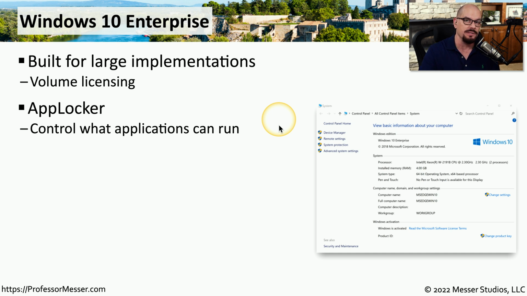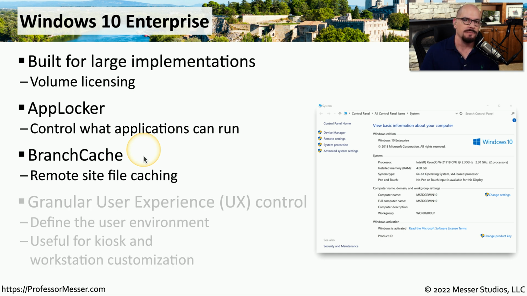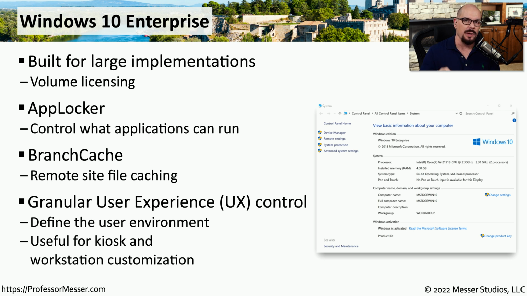which allows the administrator to determine what applications can and cannot be run in a Windows enterprise environment. Many of these enterprises have remote sites, and Windows 10 allows you to enable BranchCache so that you can cache these files at the remote site instead of pulling them across slower wide area network connections. And Windows 10 Enterprise also allows granular control of the user interface through the Granular User Experience, or UX control. This allows someone to completely customize what features might be available when someone's using the operating system. This is especially useful if someone needs to configure a Windows implementation as a kiosk or set up a very specific configuration for a user's desktop.